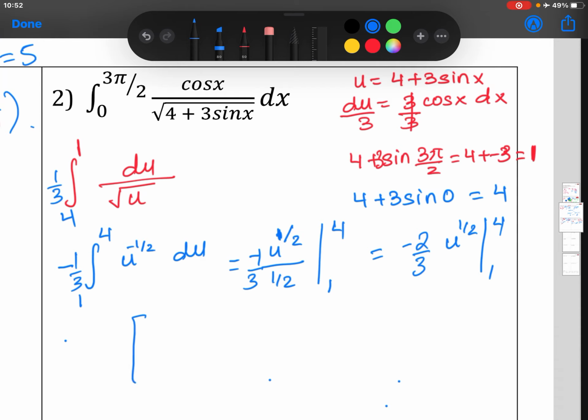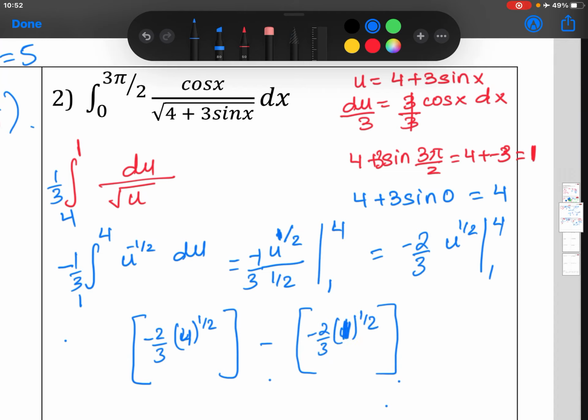Okay, now what you do is just substitute in the upper bound minus the lower bound. So my upper bound is negative 2 over 3, 4 to the 1/2. And this would be negative 2 over 3, 1 to the 1/2. So 4 to the 1/2 is the same thing as square root of 4, which is 2. 2 times negative 2 over 3 is negative 4/3. So this is negative 4/3 minus, this would be actually plus 2/3, which is negative 2/3. That's your answer.